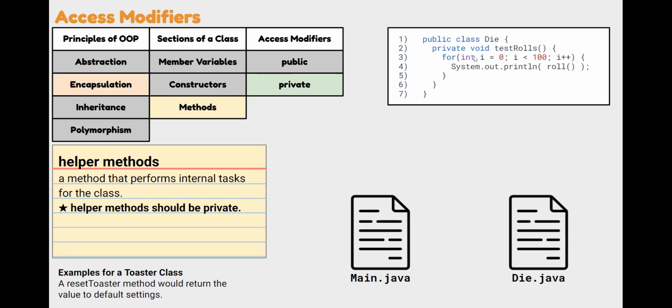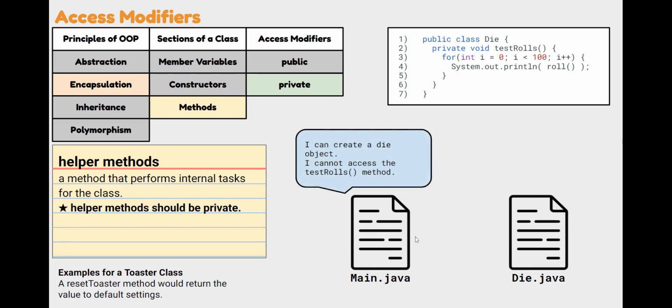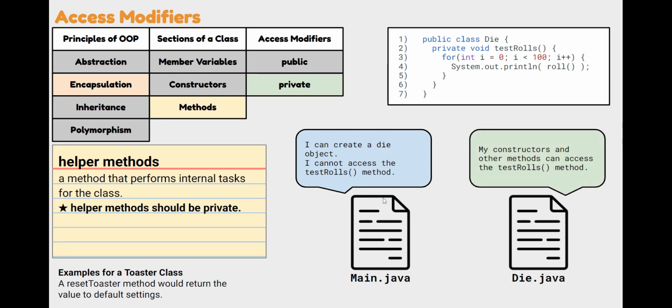So we are going to make our helper methods private. That way, outside of the class, they can still make a die object, but they don't have access to this very specific method that we wrote. But inside the class, everything inside the class has access to that test rolls method.